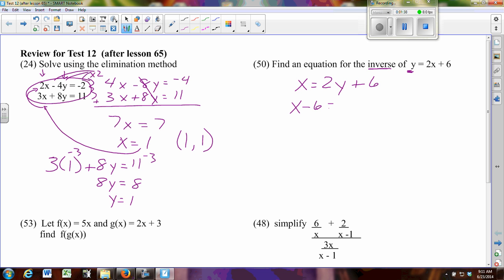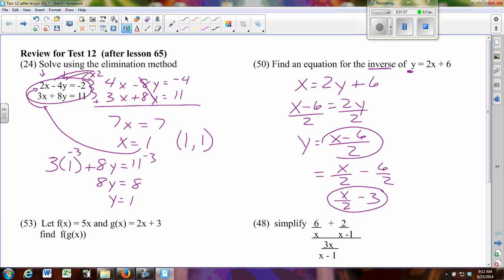x minus 6 equals 2y, and I'm going to divide everything by 2. So I'd have y equals, I'm just flipping these around, x minus 6 over 2. Another way you can write it would be x over 2 minus 6 over 2, which would be x over 2 minus 3. Either one is correct.